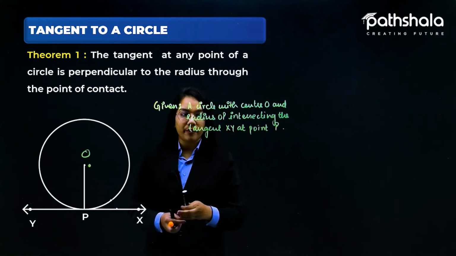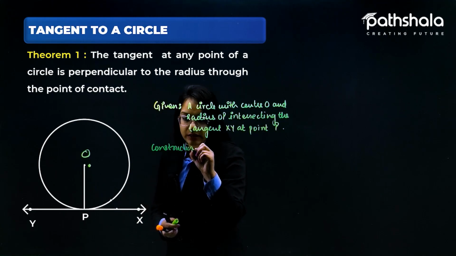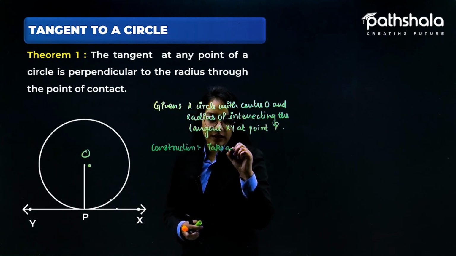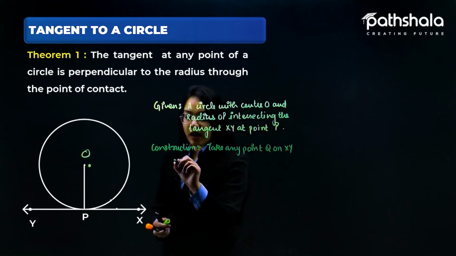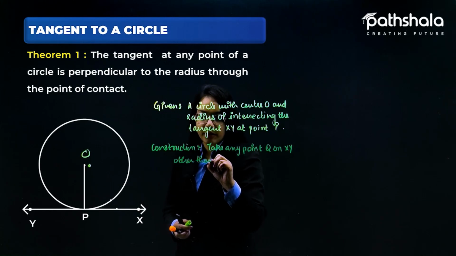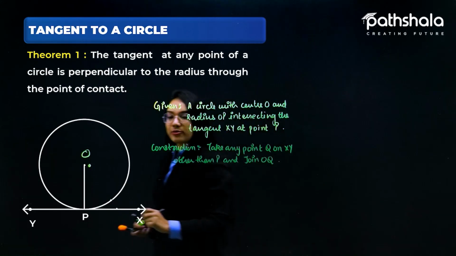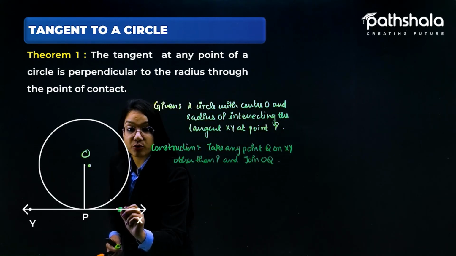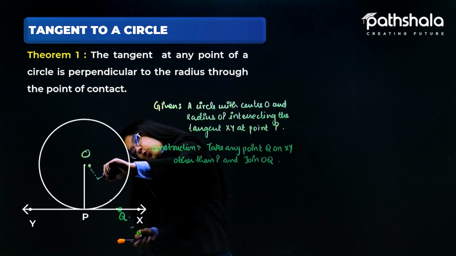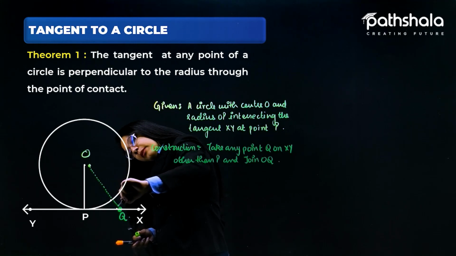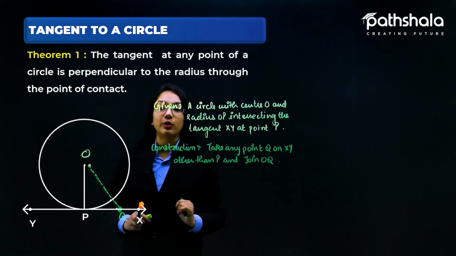Now let's talk about the construction. I'm doing a little bit of construction here: take any point Q on XY other than P and join OQ. So let us take any particular point Q on XY and join this OQ. Remember, this Q point is other than P. I'm joining OQ in this particular manner.